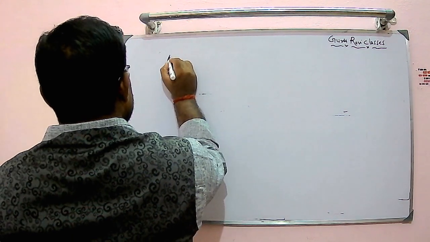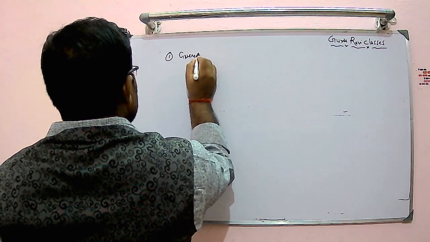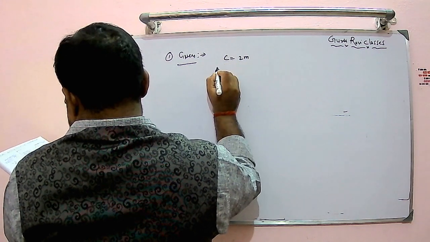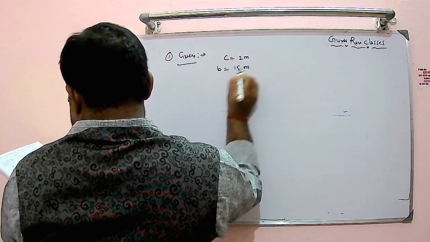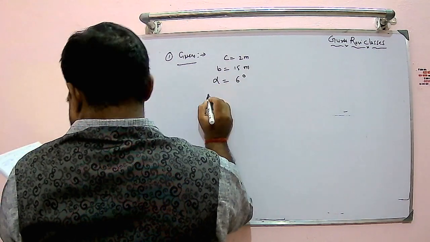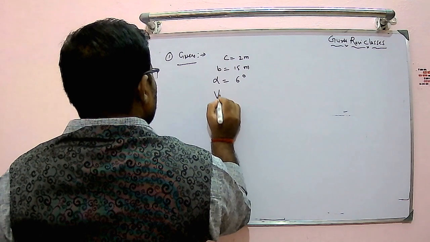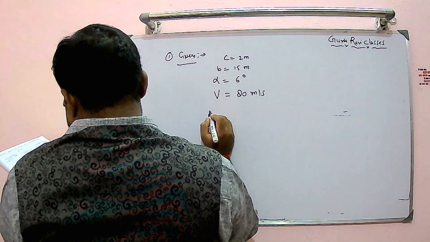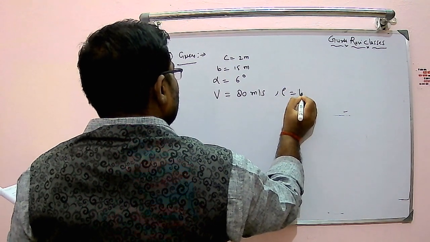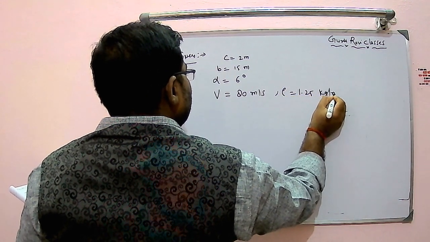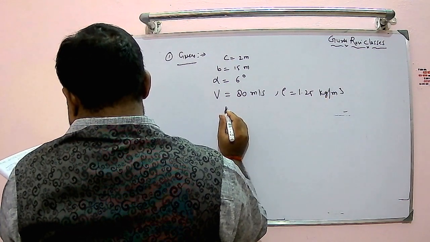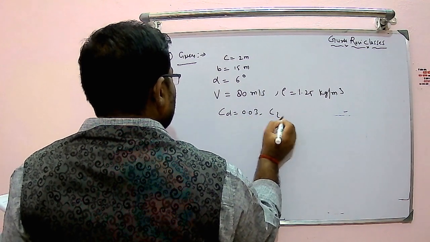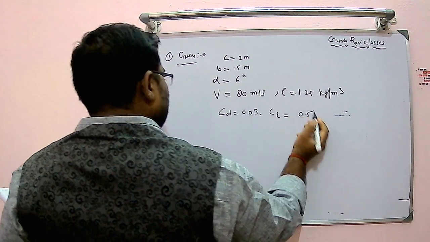So what all things are given? Chord length is 2 meter, span is 15 meter, angle of attack is 6 degree, right? Moving with velocity 80 meter per second. Density is also given, 1.25 kilogram per meter cube. We need to find the weight and power required, and CD is equal to 0.03 and CL is equal to 0.5. This is given.